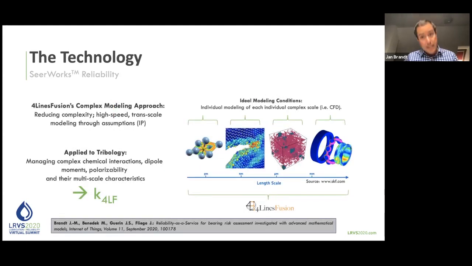Going even deeper into it, we're looking at the modeling that's been performed. We're looking at transcale modeling. It's very, very difficult to perform because you need extreme computational power. However, we designed an approach that allows us to reduce the complexity and speed up the effects or characteristics of the transcale modeling, allowing us to go from the atom up to the application. There are many assumptions made, but it works well. Further reading can be done in the paper down here that we published specifically on reliability as a service this year in the IoT journal.